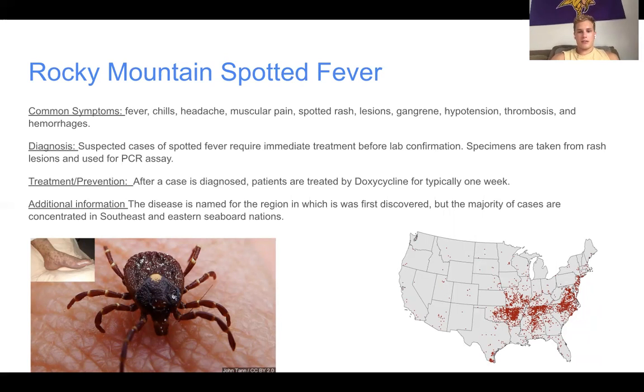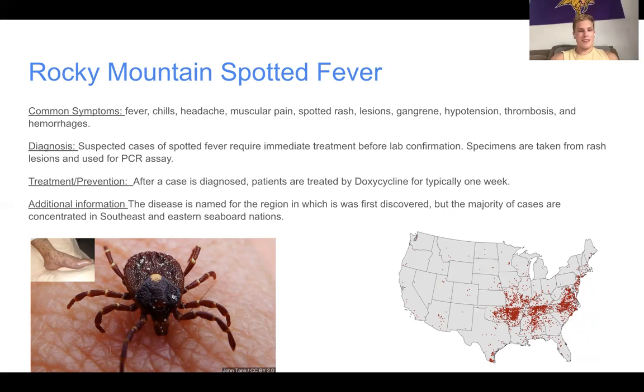Initially, within 2 to 4 days, you can end up seeing fever, chills, headaches, muscular pain, kind of fever-like and flu-like symptoms. And it can lead to lesions and gangrene, which are the worst symptoms you can end up getting from that. The cardiovascular things you can see are hypertension, and then thrombosis and hemorrhages would not be ideal either.